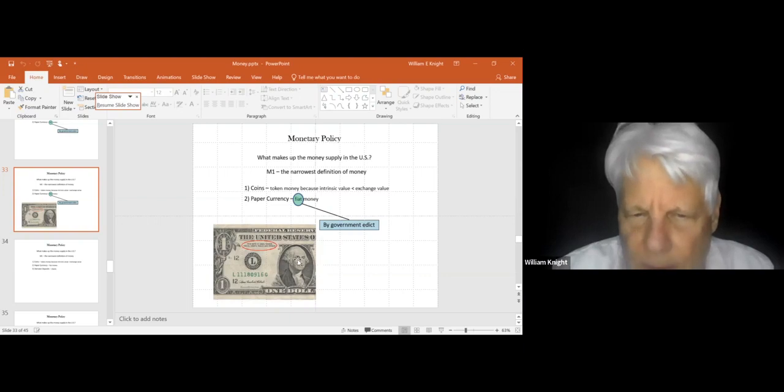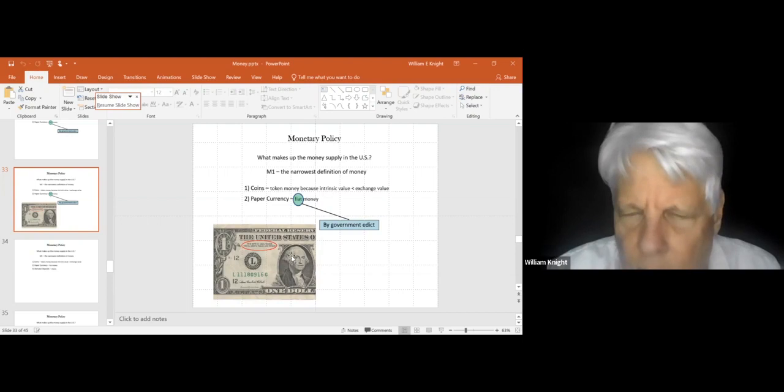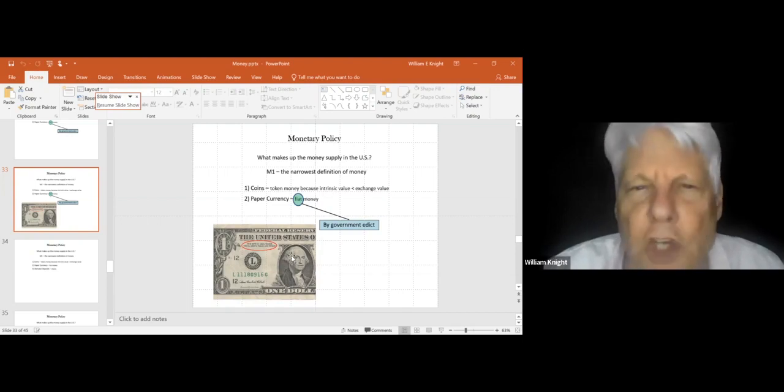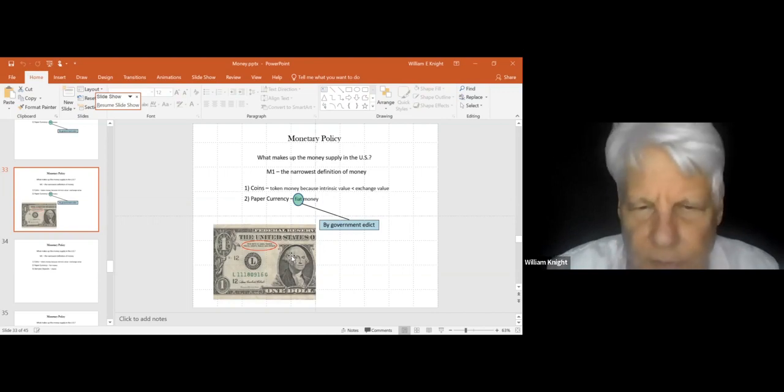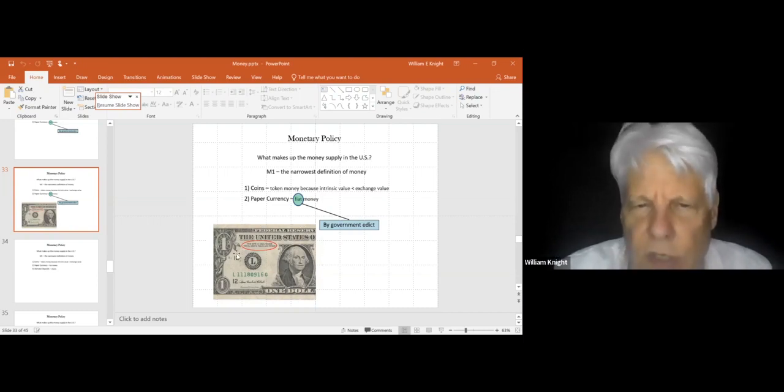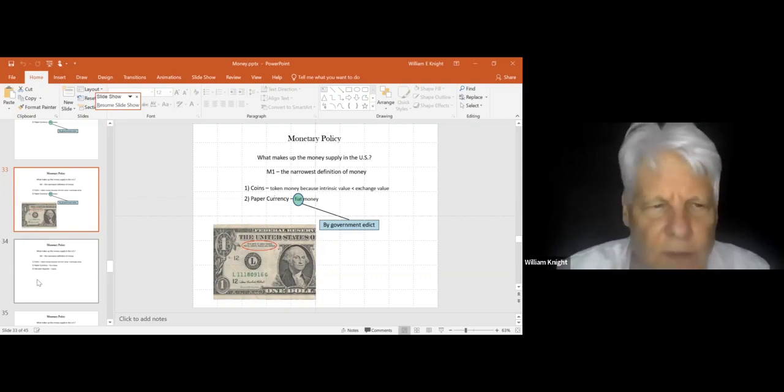The only thing that gives it value is the fact that the government says you must accept it. Now, I might also add that you cannot take this note to the United States Treasury and exchange it for gold or silver or anything else. They'll laugh in your face. It has exchange value because the government says it has exchange value. So this is fiat money. So coins, which is token money, paper currency, fiat money.